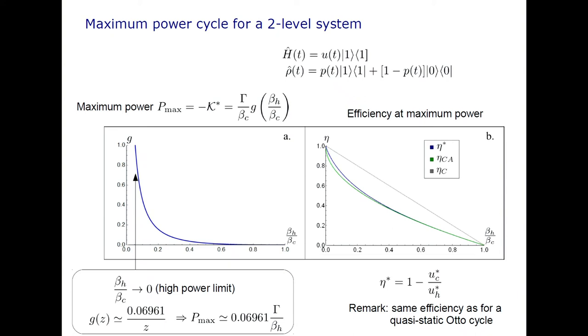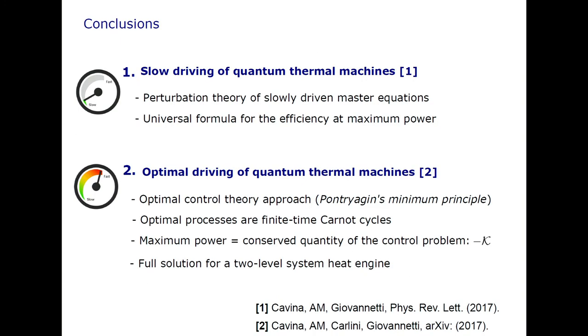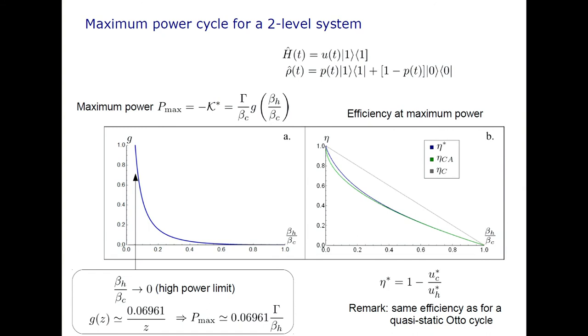We can also compute the efficiency at maximum power, which is the blue line here, and the green line is the Curzon-Ahlborn efficiency. We are very close. And this is the full solution for the qubit.